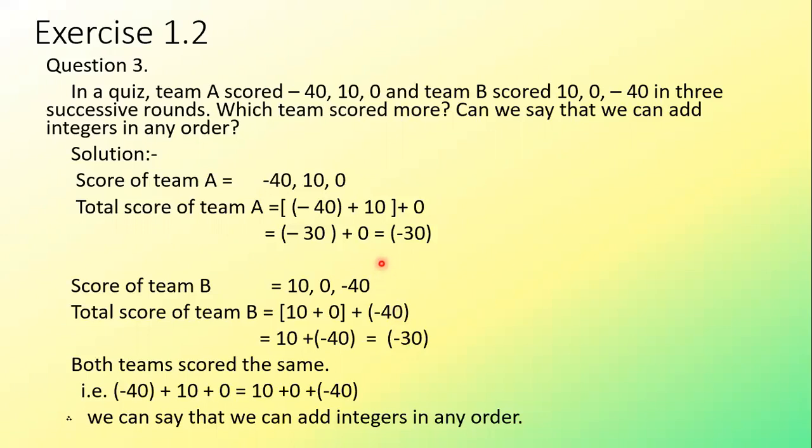That means the total score of team A and team B is the same only. Right? That means we can add the integers in any order. The sum will remain the same. Okay, that is which property? This is the associative property. When we have to add 3 integers, we can make the association of any 2 integers first, and to that we can add the third integer. So here associativity is proved. Okay, we will move to the next question.